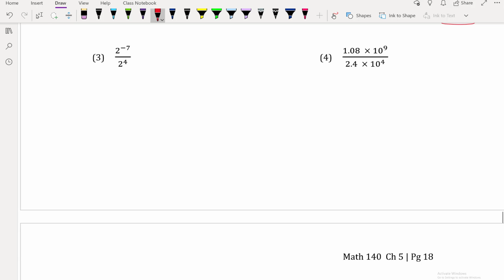Now for number 3, you want to be careful. This is a negative exponent. So whenever we have a negative exponent, what we want to do is get that entire thing and move it to the opposite side to make it positive. So this is now 2 to the 7th, and now it's positive.